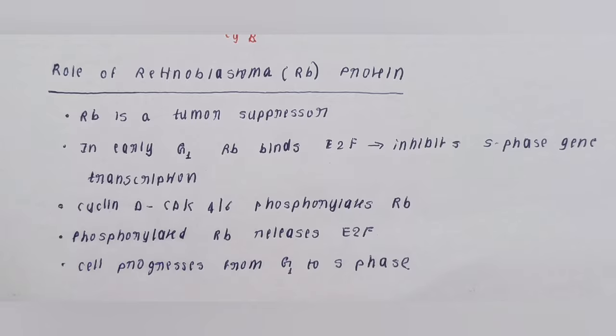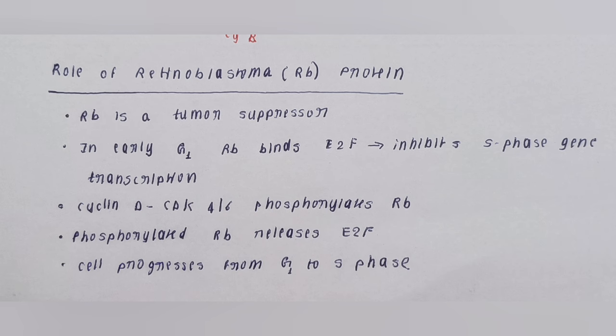Next, role of retinoblastoma protein. Now, what is retinoblastoma protein? It is a tumor suppressor. So in the early phase of G1, this retinoblastoma binds to E2F. Now E2F is a transcription factor which is present in the cyclin E.